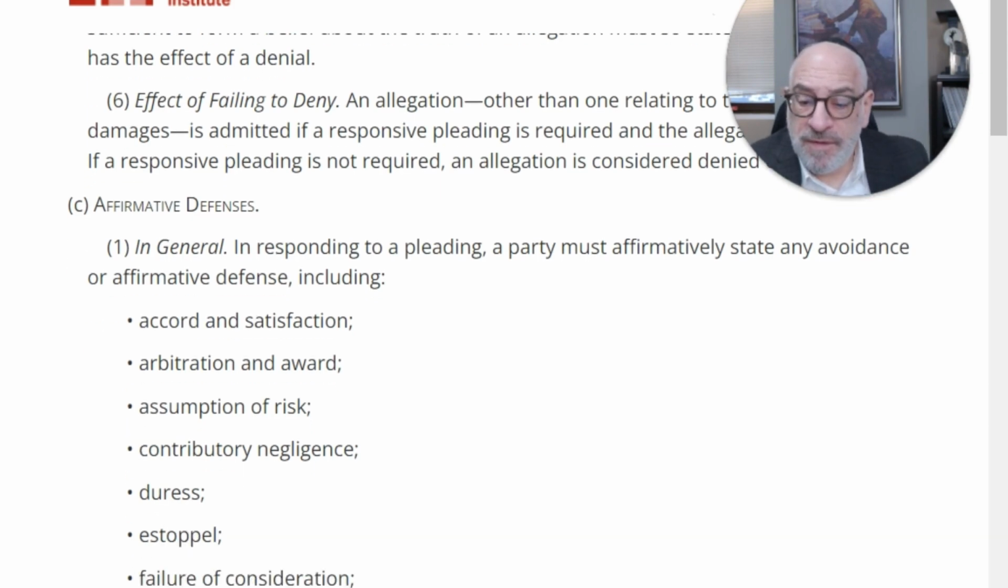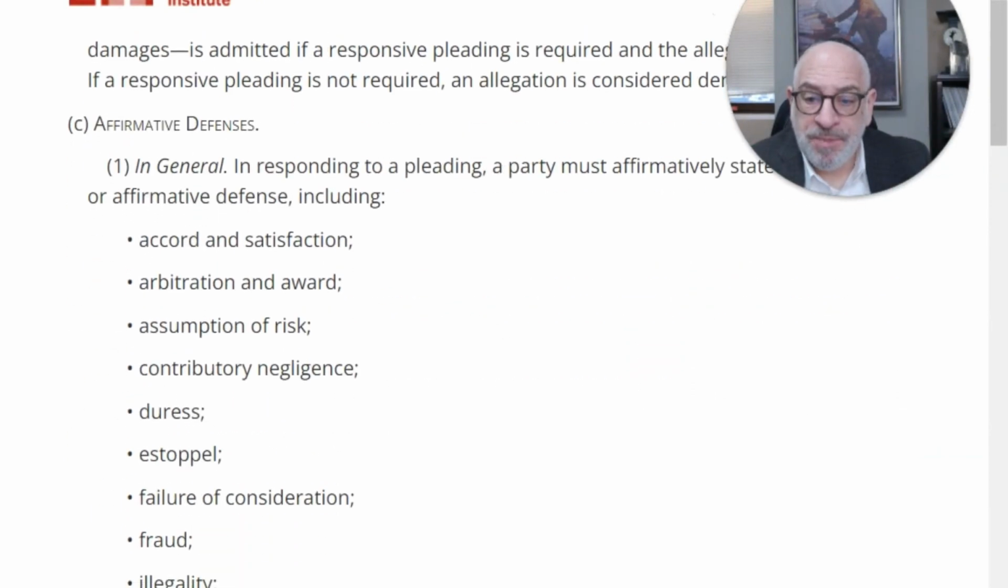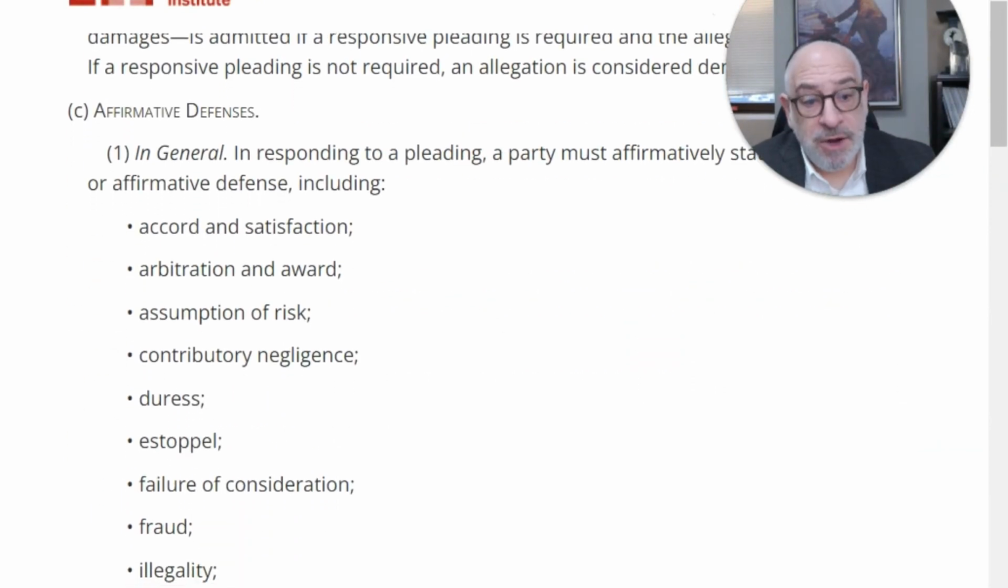What are these affirmative defenses? I'm going to very quickly go through them. Accord and satisfaction, meaning you're suing me over a debt or a contractual obligation. We already came to an agreement about how to settle your claim, and we've already settled it. Arbitration and award. We went to arbitration, and this was resolved pursuant to an award. In other words, to a decision by the arbitrator. You can't come back to court and ask for me to do it again. It's a variety of accord and satisfaction.